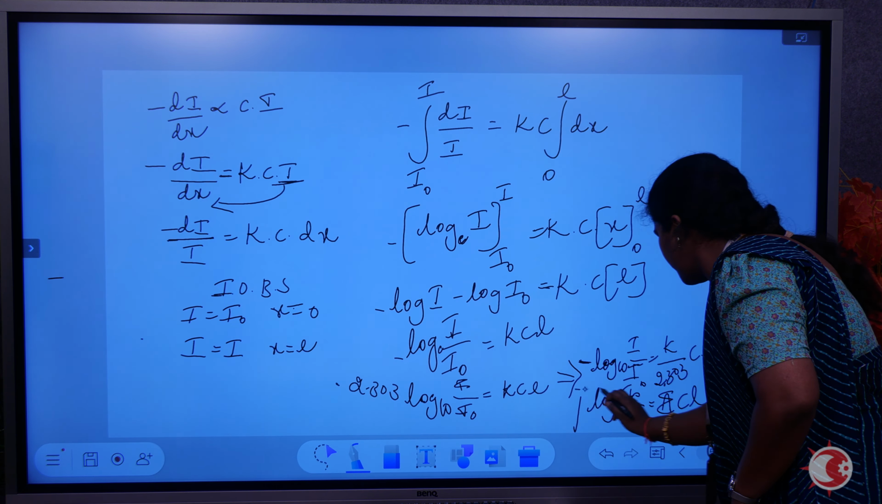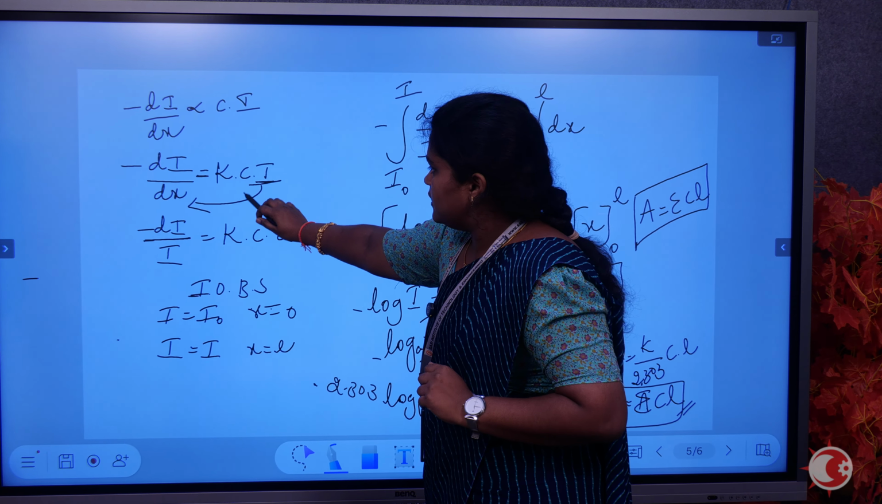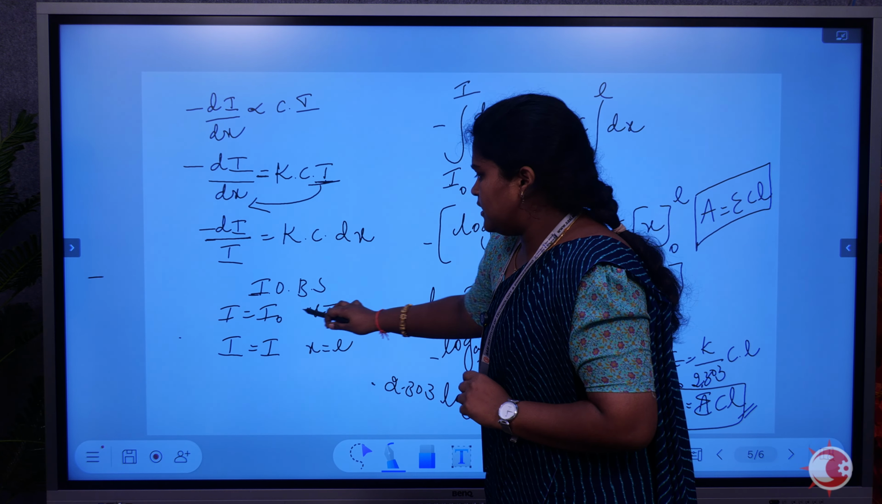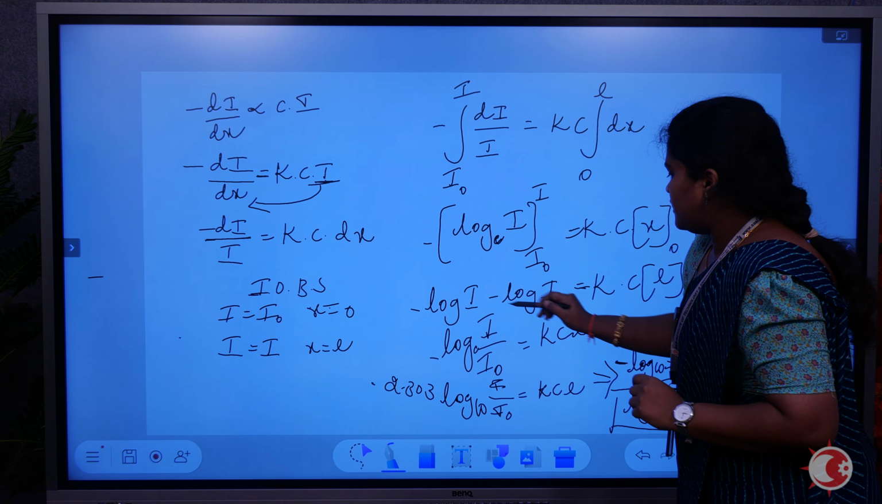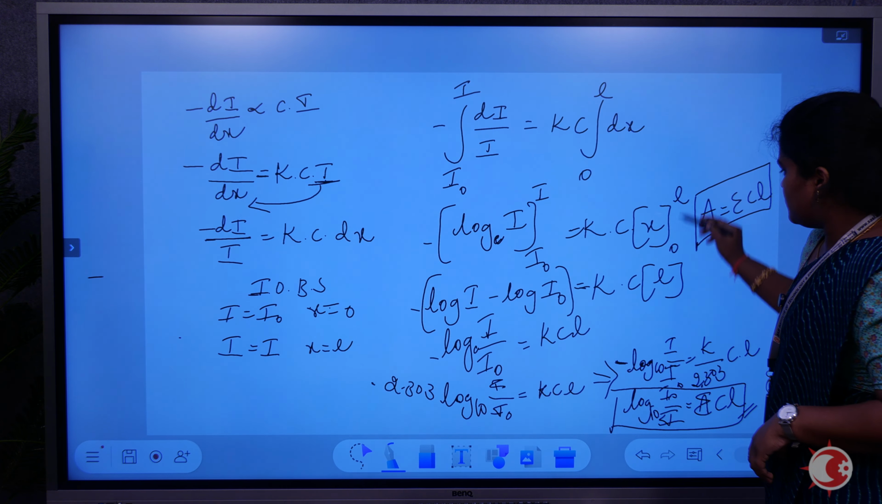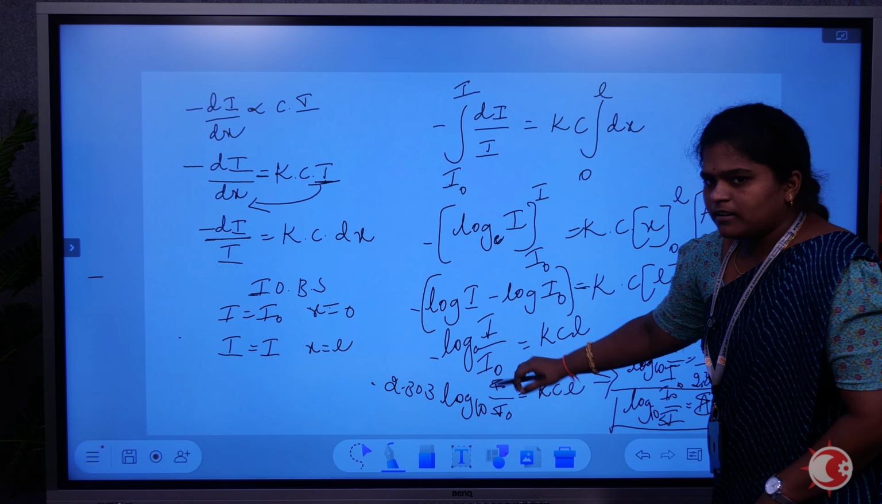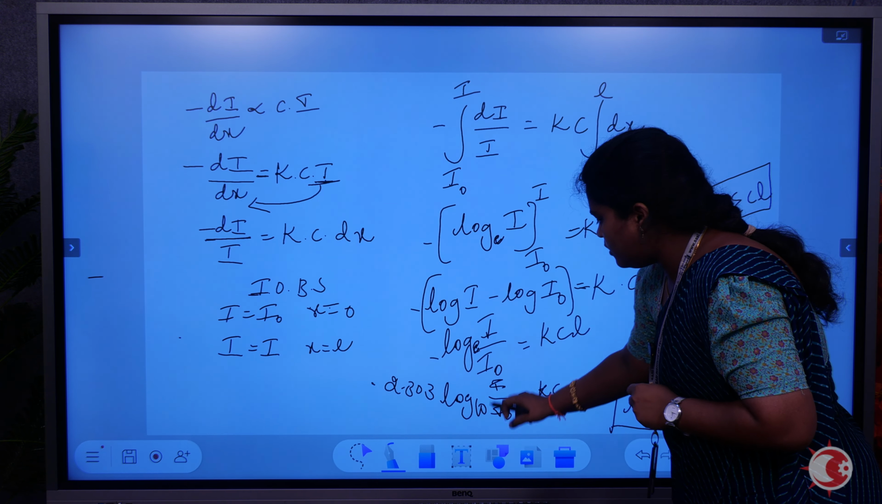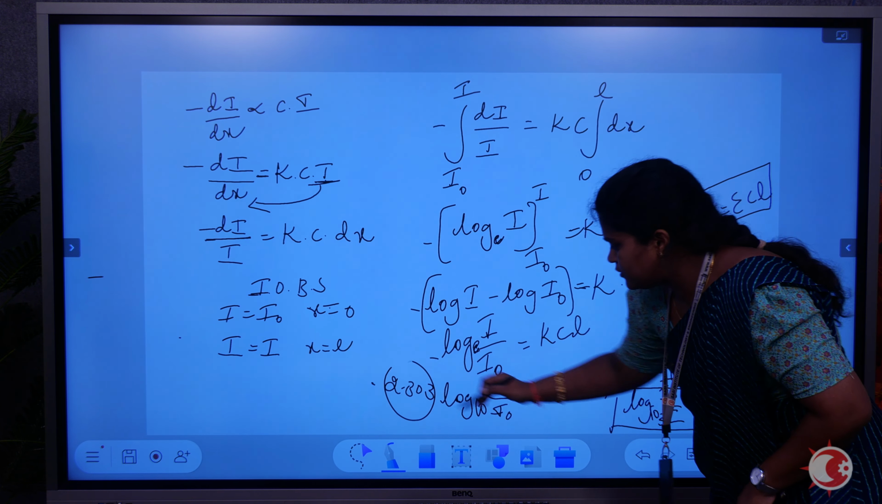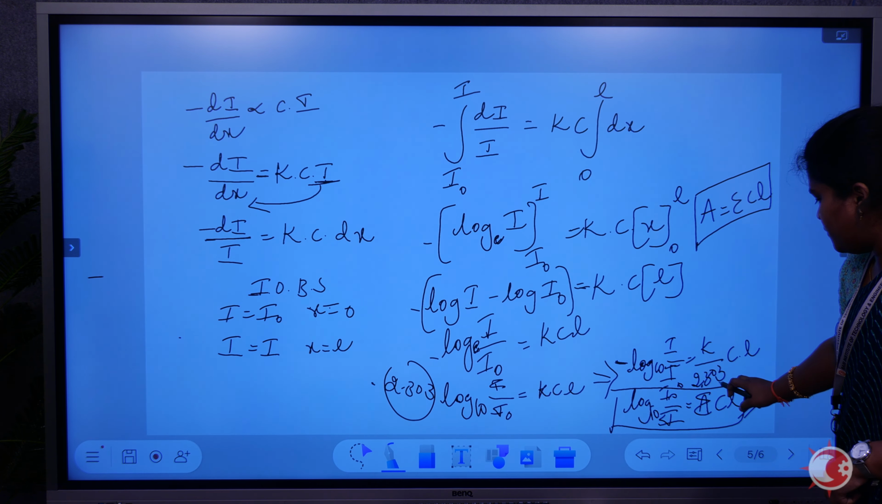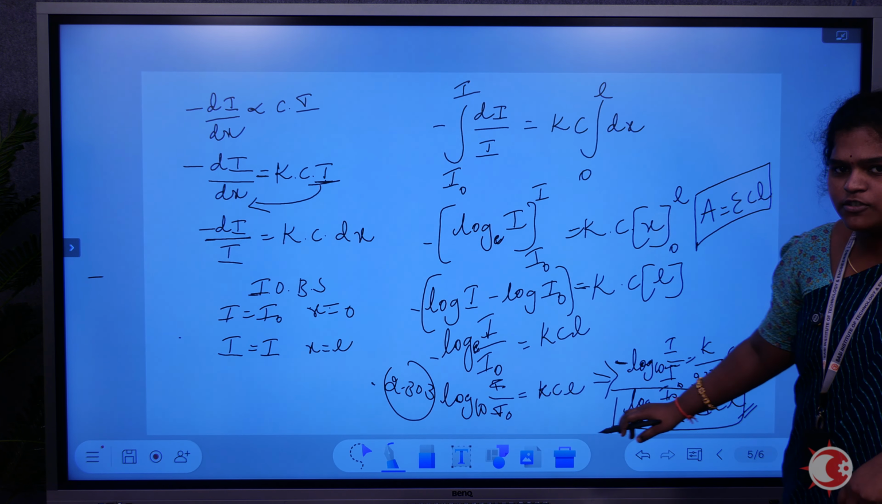So this log I naught by I can be written as A. Absorbance is equal to molar extinction coefficient into C into L. So this is the derivation of Lambert-Beer's law. I have taken the previous equation here, then I have changed the positions of x and I, then I am integrating within the limits I naught to I and 0 to L. So after applying the limits, log I minus log I naught, and here also I have applied the limits. Log A minus log B can be written as log A by B. I am changing this log e to log base 10 by multiplying with 2.303. After multiplying, I am taking this 2.303 to the denominator on the right hand side. K by 2.303, let it be epsilon, which is the molar extinction coefficient.